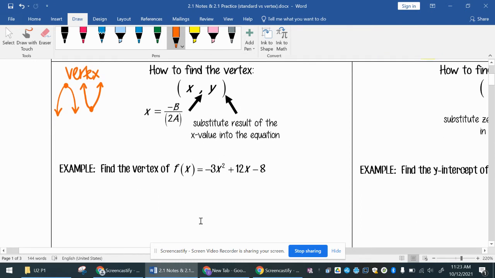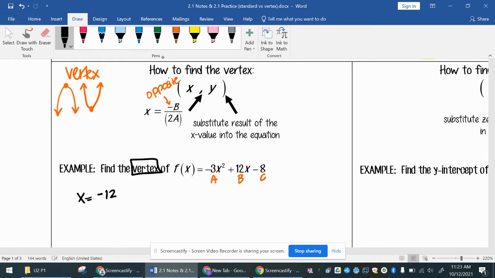Finding the vertex is two steps. You're going to take the opposite of b. It's really important to know that negative b means opposite of b. And divide that by 2 times a. Remember, a is the coefficient of your quadratic term, b is the coefficient of the linear term, and c is the constant term. So again, to find the vertex, it's two steps. You're going to take the opposite of b, so the opposite of 12, divided by 2 times a, and simplify.